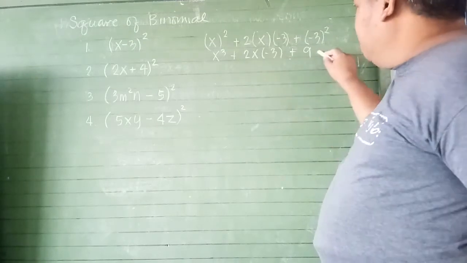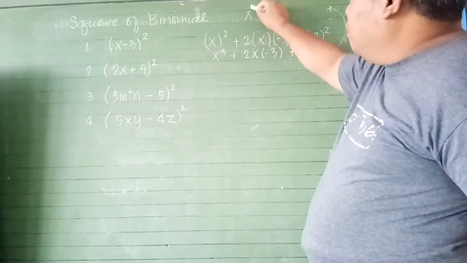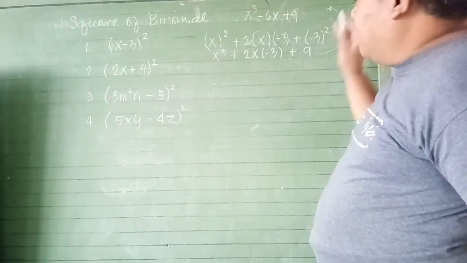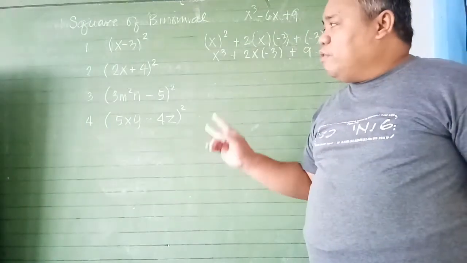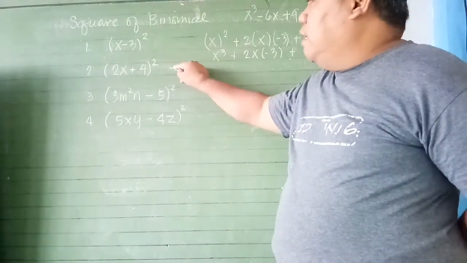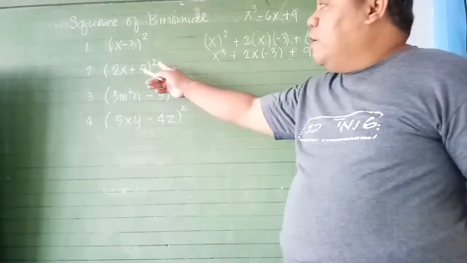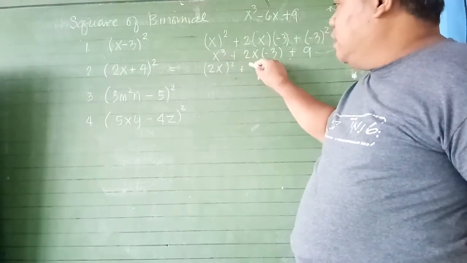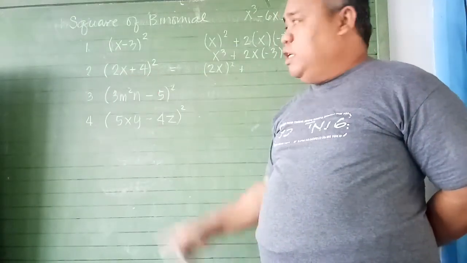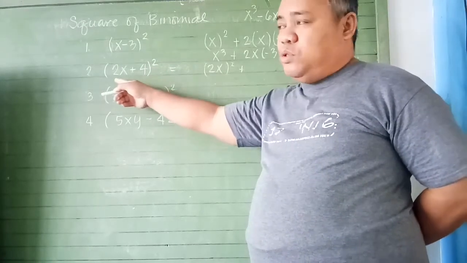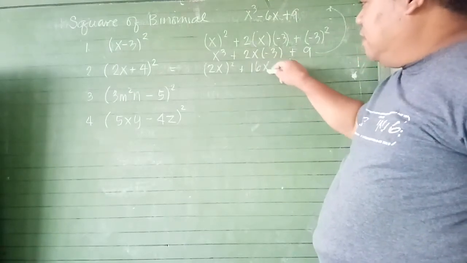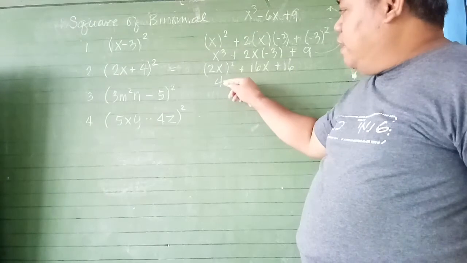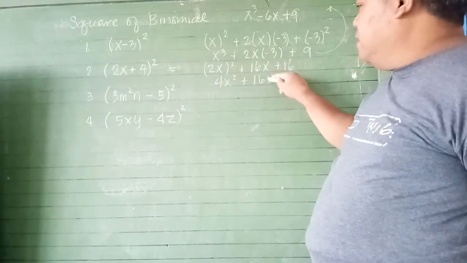Now further solving this, we have x squared, 2 times negative 3 is negative 6x, plus 9. That's the long method. Now, I'm going to teach you the best way to solve this. So multiply this, 2x squared. Plus 2 times 4 times 2x. 2 times 4 is 8, and then times 2 is 16, times x, that's 16x. And then the square of the last term, that is 16. Now express this one: 4x squared plus 16x plus 16.